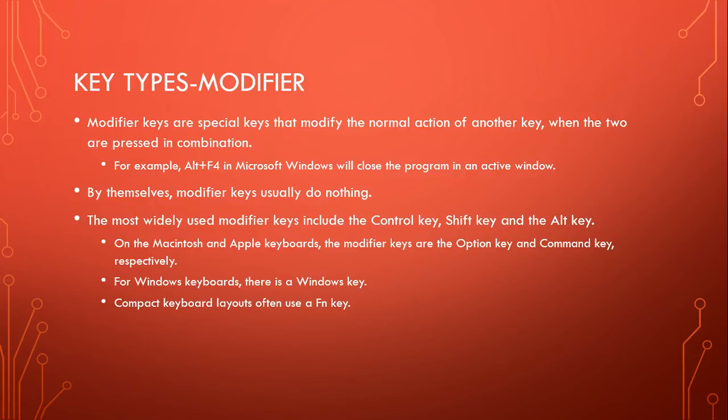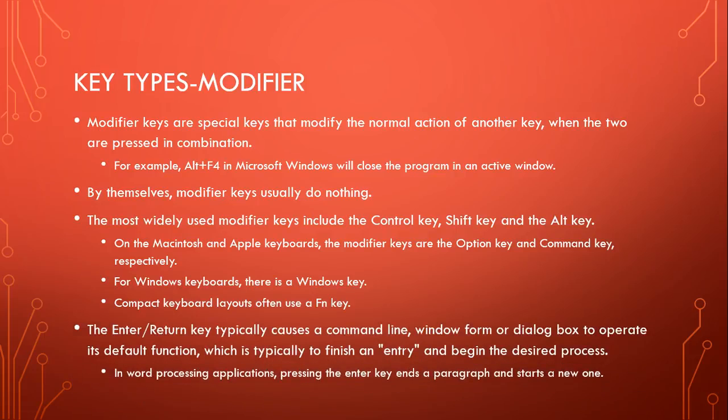The most widely used modifier keys typically include things like the Control key, Shift key, or the Alt key. Now, on Mac and Apple keyboards, the modifier keys are replaced with the Option or Command key, respectively. And the reason why I say Macintosh and Apple is because the symbols that were there have changed over time. For Windows keyboards, there is often the Windows key, which, of course, I have a Windows device right now, so I have a Windows key on my keyboard. And also, your smaller compact keyboards, such as laptops, will have a FN or function key. Sometimes full-size ones may have it too. It just kind of depends.